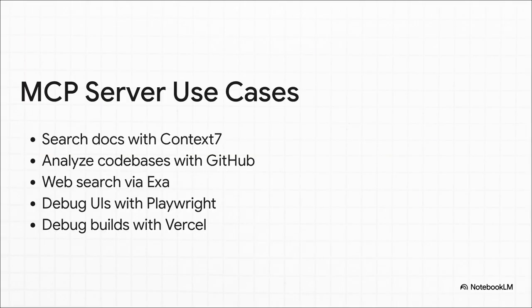Once your AI has those hands, your workflow completely changes. No more vague, outdated answers. An MCP-enabled AI can instantly search up-to-the-minute library docs with Context 7. It can use GitHub MCP to map out exactly where your billing code lives. It can run semantic web searches with Exa, drive a web browser to debug UIs with Playwright, or dig into failing build logs on Vercel. You're no longer just chatting, you're directing a highly capable assistant that is plugged directly into your dev stack.